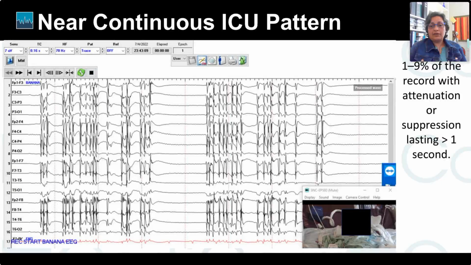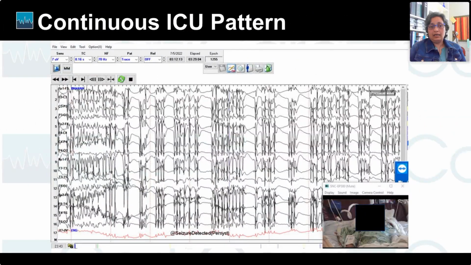A near continuous pattern is when you see only 1 to 9% of the record attenuated or suppressed, and the suppression is lasting for more than 1 second. And then, of course, we have continuous, where there is absolutely no break in the pattern.